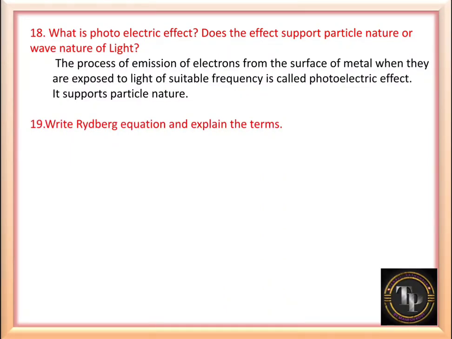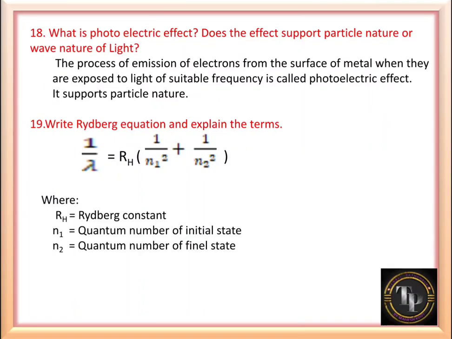Write Rydberg equation and explain the terms. You know the Rydberg equation? 1 by lambda is equal to RH into bracket 1 by n1 square minus 1 by n2 square. Very important for the problem part, guys. Remember: 1 by lambda is equal to RH into bracket 1 by n1 square minus 1 by n2 square, where lambda is wavelength, RH is Rydberg constant, n1 is the quantum number of the initial state and n2 is the quantum number of the final state. This is regarding Rydberg equation.